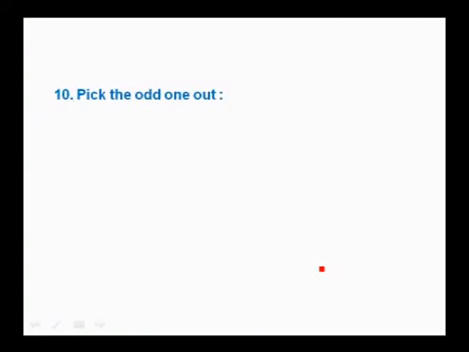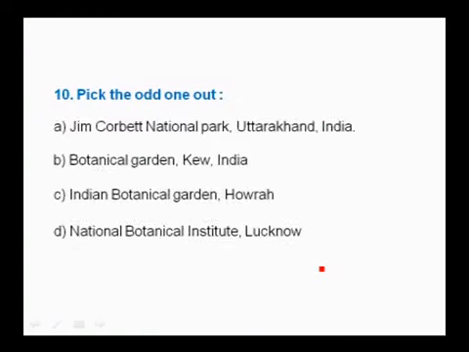Now, pick the odd one out. Let us see the 4 options given. Jim Corbett National Park, Botanical Garden, England, Indian Botanical Garden, Howrah, National Botanical Institution, Lucknow. So, here when you see all these things, students, please make a note of it. It is not in India, it is in England.